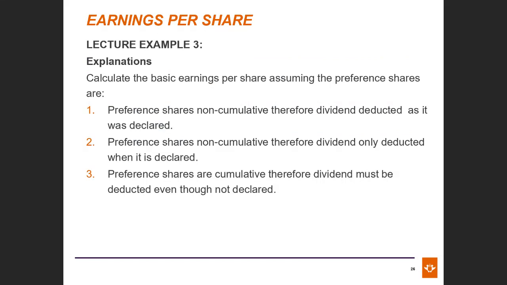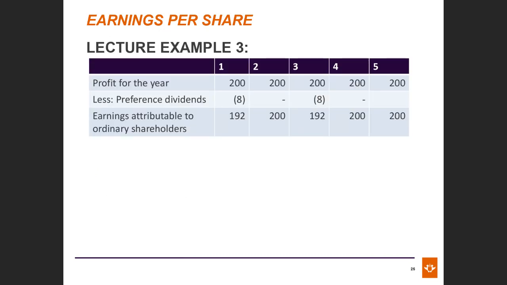So the next two slides really just explain what you guys told me. It tells you in scenario 1 that the preference shares were non-cumulative. Therefore, the dividend was deducted as it was declared. Okay, so these are just the reasons to explain why we didn't deduct the preference dividend, or if we did. Then in example 2, remember the preference share was non-cumulative. Therefore, the dividend is only deducted when it is declared. And in example 2, it wasn't deducted because it wasn't declared.